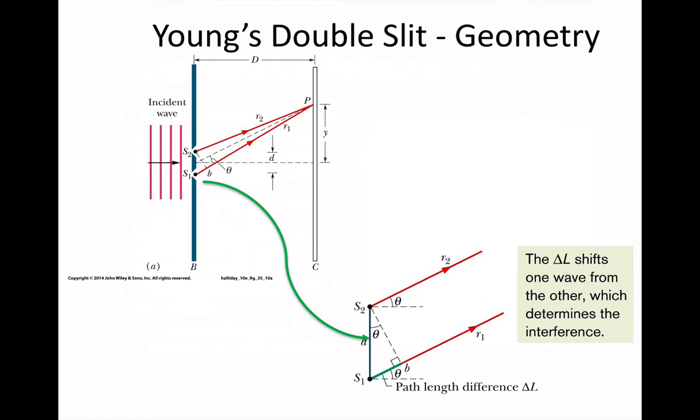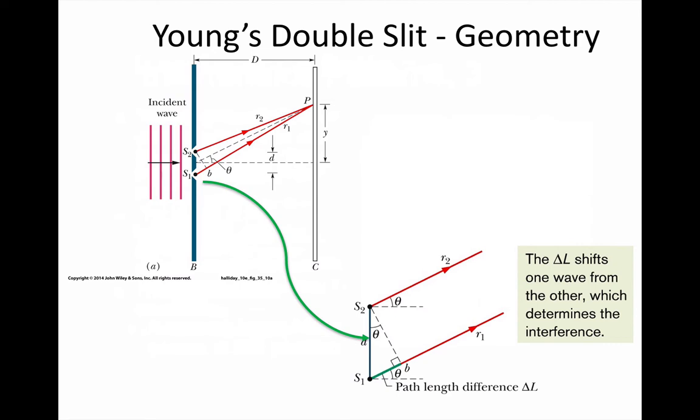Now let's have a look at the geometry. We will look at light coming from two slits that are a distance little d apart. The light then travels to a point P on a screen. The distance from the slits to the screen is big D, and it is much larger than the spacing between the slits. If we look at the two rays R1 and R2, we see that R1 has travelled a longer distance.